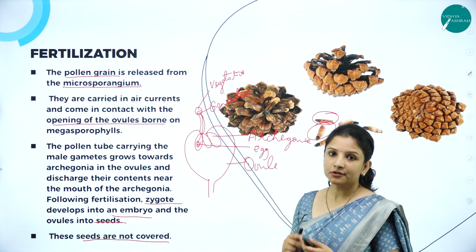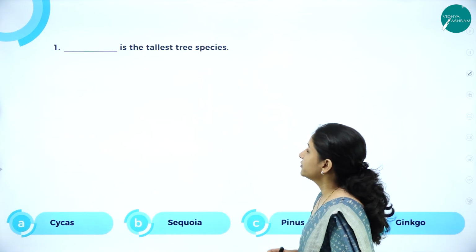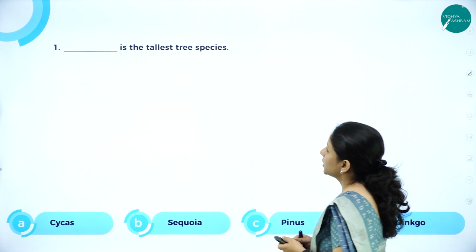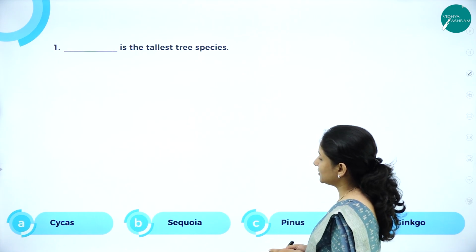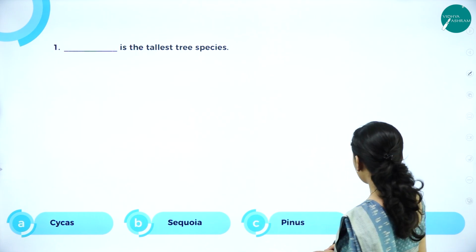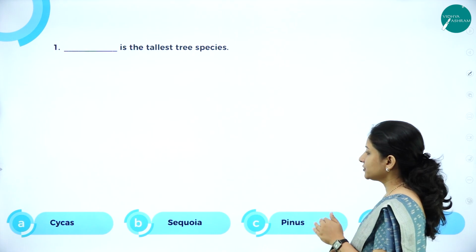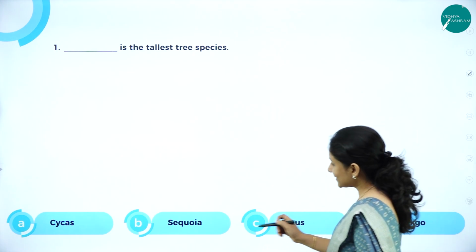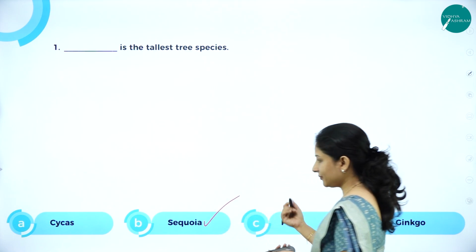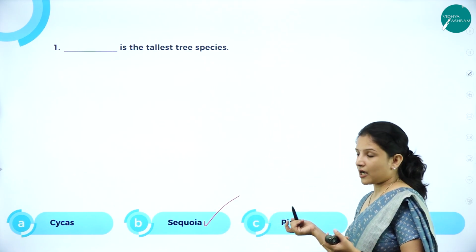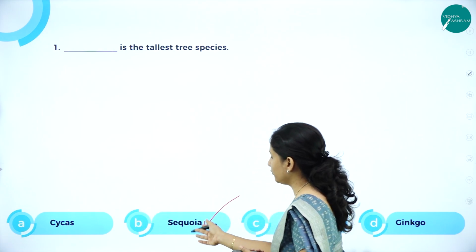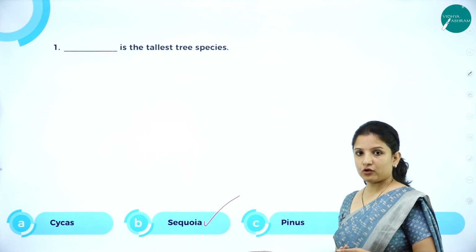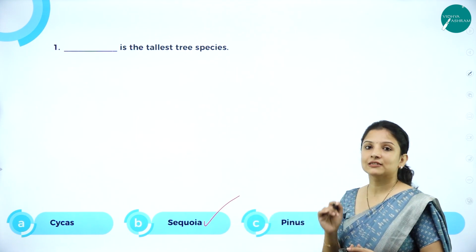Next, we'll learn about some of the MCQs under this. So dash is the tallest tree species. Is it cycas, sequoia, pinus or ginkgo? So cycas, no, they come under gymnosperms, but it is not the tallest. It is sequoia. Sometimes they can change the answers to cycas, redwood tree, pinus, ginkgo. So you can choose redwood because sequoia is also called the redwood tree.